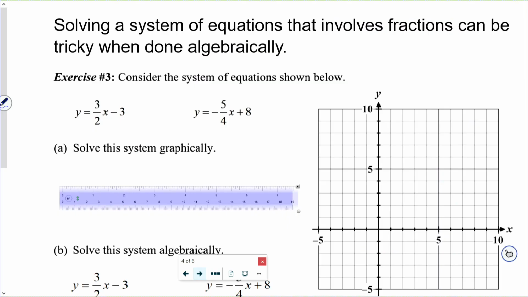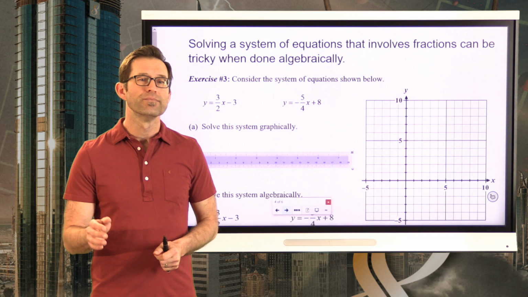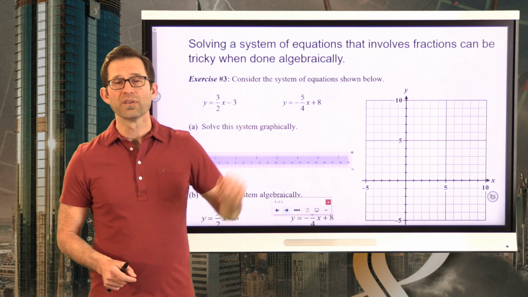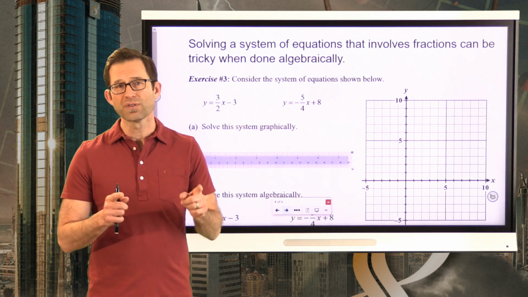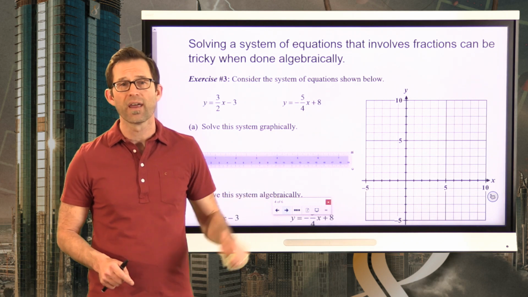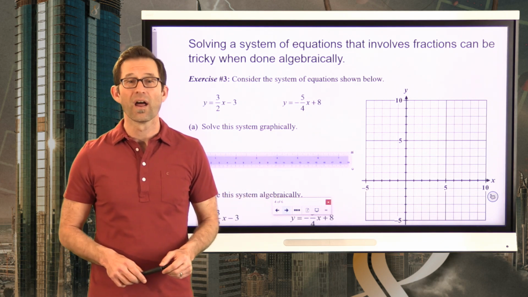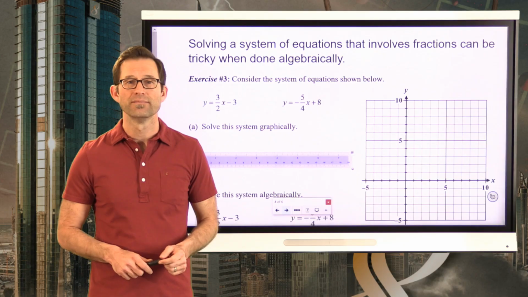Consider the system of equations shown below. Y equals 3/2 times x minus 3, and y equals negative 5/4 times x plus 8. Letter A, I just want you to solve it graphically. So pause the video now, graph both of these lines, make sure to label them with their equations, circle their intersection point, write it down, and then we'll go through solving it algebraically. Pause the video now.